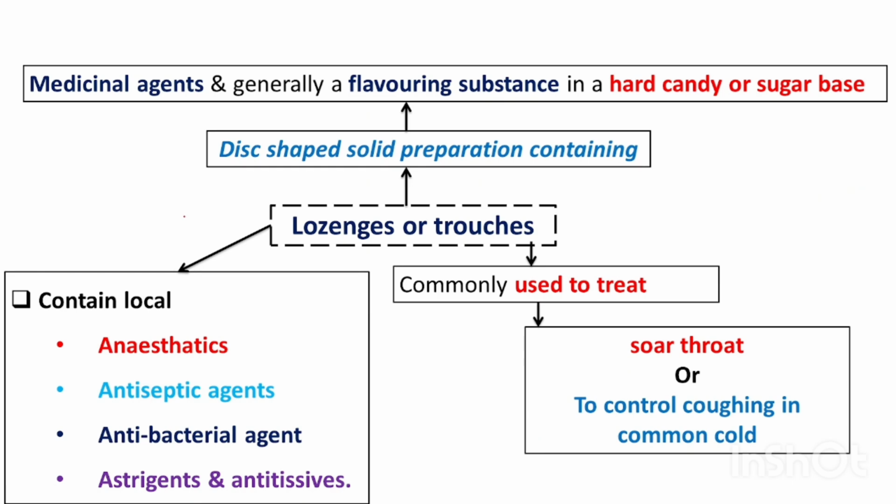So next, lozenges or troches. These are disc-shaped solid preparations which contain the medicinal agent and generally a flavoring substance in a hard candy or a sugar base. These are used to treat sore throat and control the cough in the common cold. Right. Also, they may contain a local anesthetic, antiseptic agent, antibacterial agent, astringent, and antitussive agent.